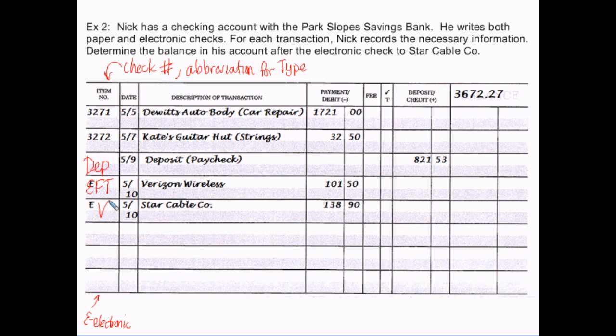Over here you put deposits and credits. You want to keep the withdrawals and the deposits separate because you don't want to add something you're supposed to subtract, or subtract something you're supposed to add. This column here is for any bank fees.